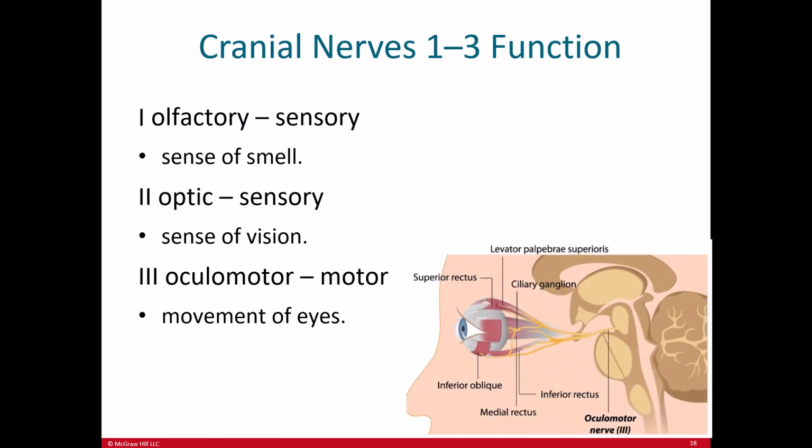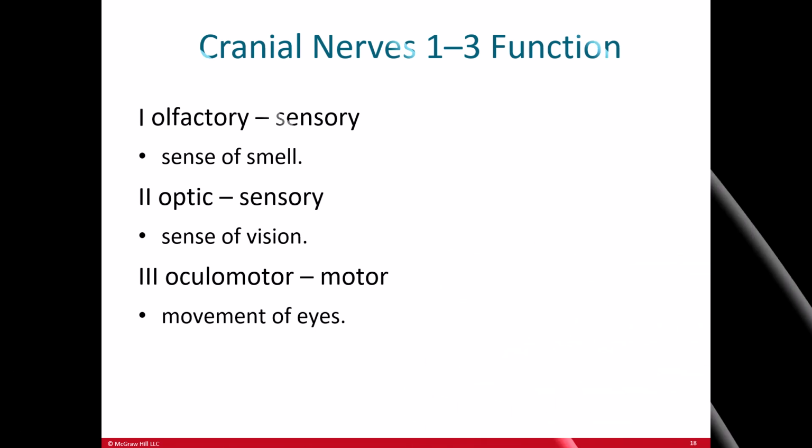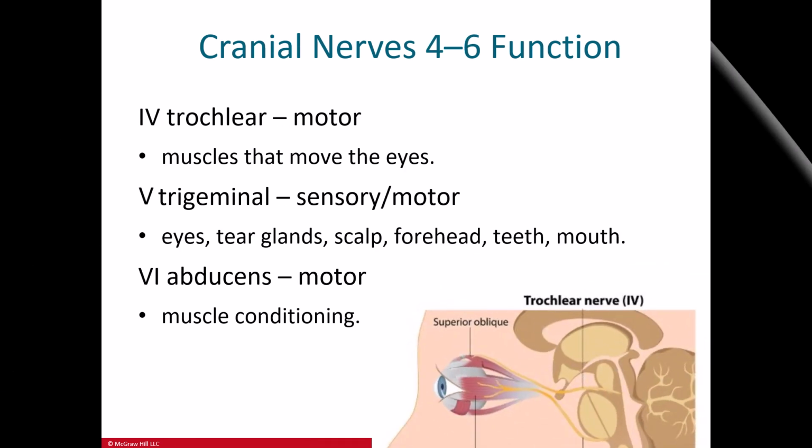Cranial nerve 3 is oculomotor. So this is a motor nerve, and this is responsible for the movement of the eyes. Remember, oculo is our word part for eyes. Then we have a cranial nerve 4, which is trochlear. It's a motor nerve. This is responsible for muscles that move the eyes.